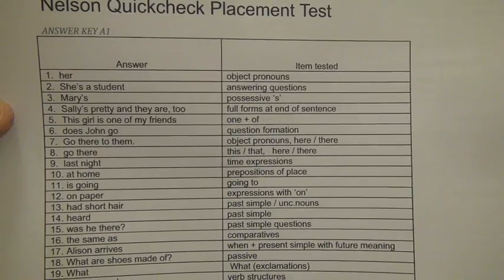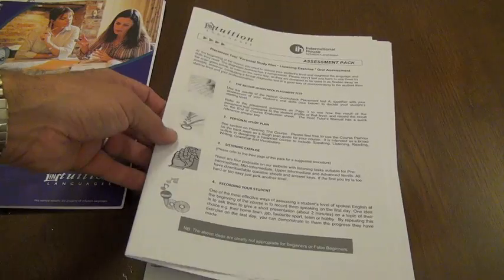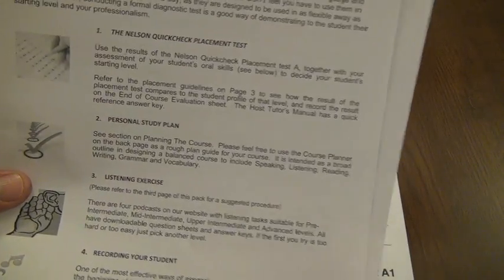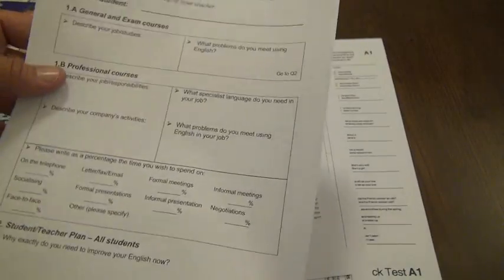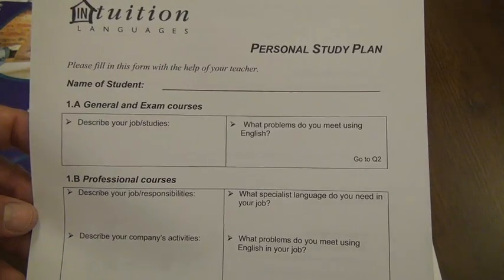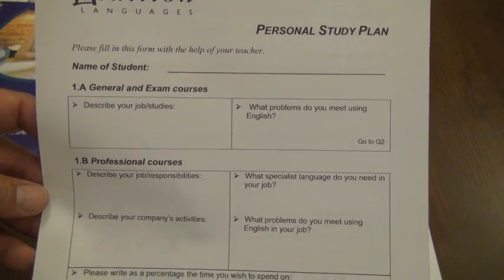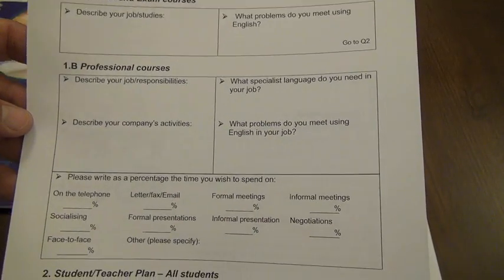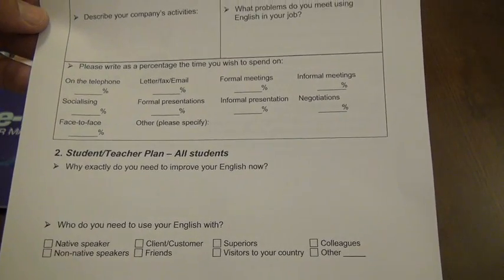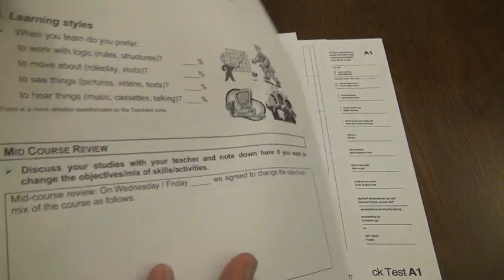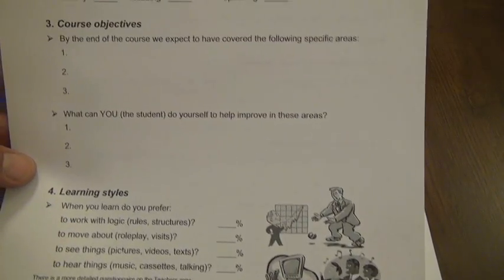We give all the answers here, but what we're really doing is giving the item being tested, and that's simply for speed. The personal study plan is inside here as well, and this is a needs analysis. This is a really good icebreaker, and here we go through all the different areas that they can cover, to try and drill down to see what they want to use and what they want to focus on in their course.